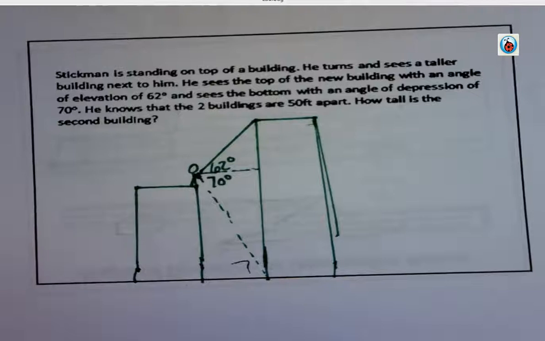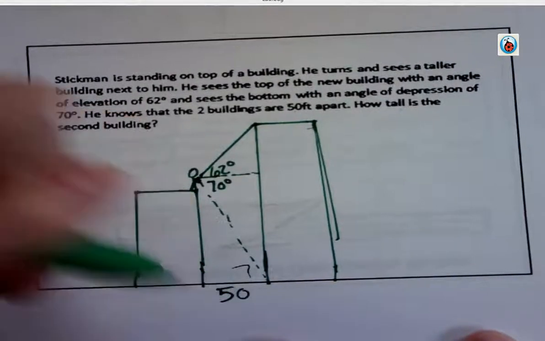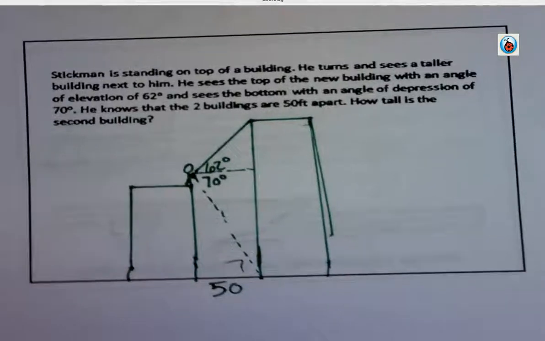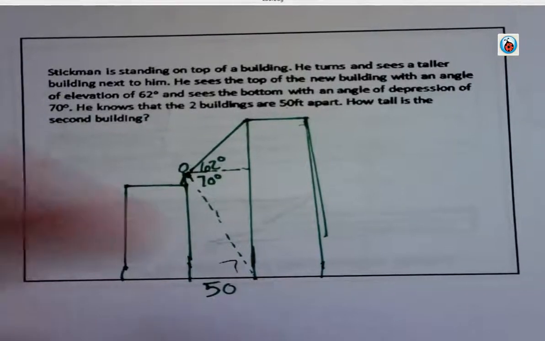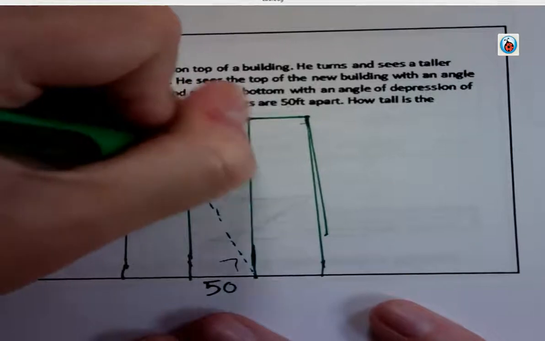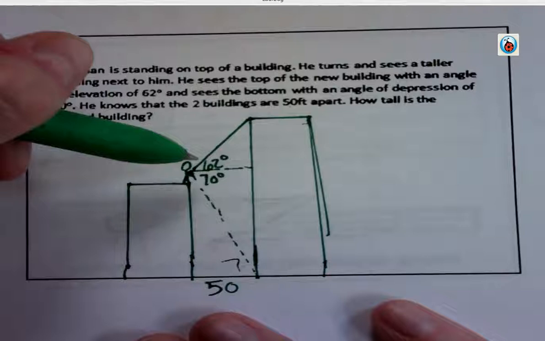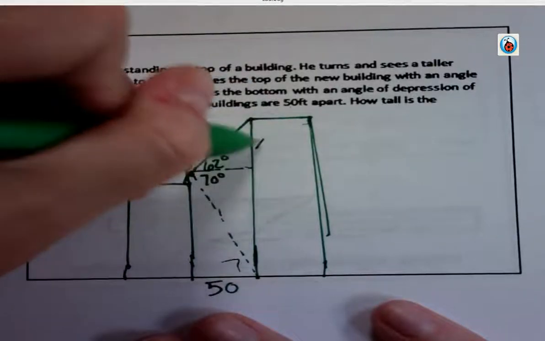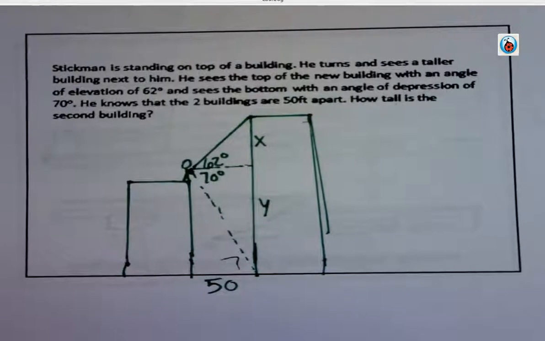He knows that the two buildings are 50 feet apart, because he's a smarty pants, I guess. I don't know, I guess he measured. And now it's asking, how tall is the building? Alright, so we've got two separate triangles here. So this little line between him and the building is 50 feet apart. Alright, and then it's asking for this side and this side. So I'm going to give it two different variables.